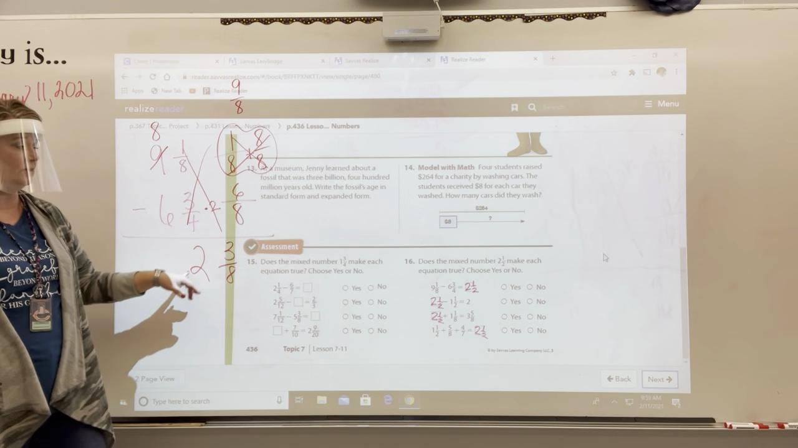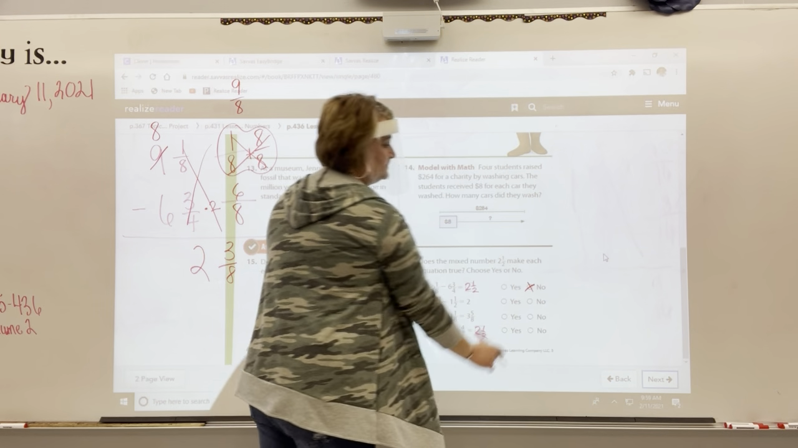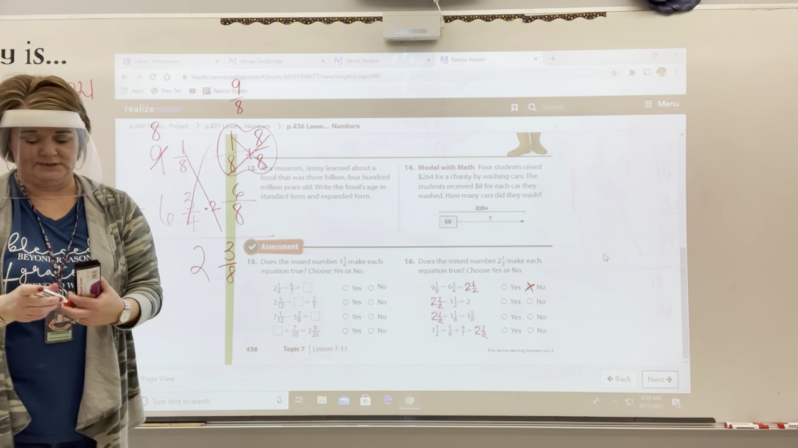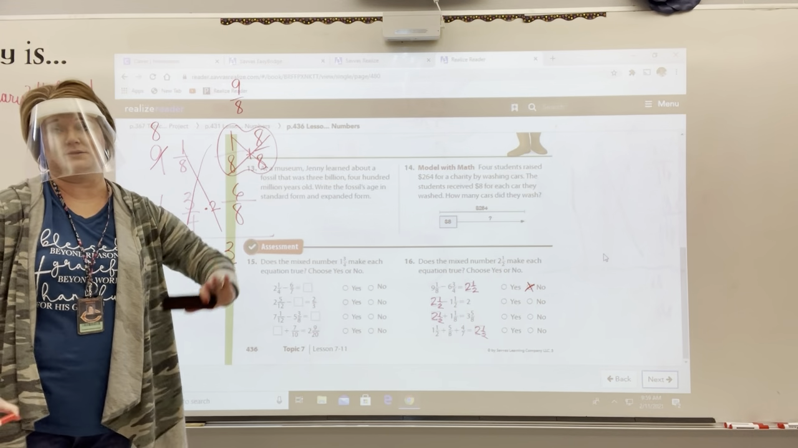So is 2 3/8 the same as 2.5? No. So you have 2 on the front. And you have 3 on this side and 3 on that side, okay? Go.